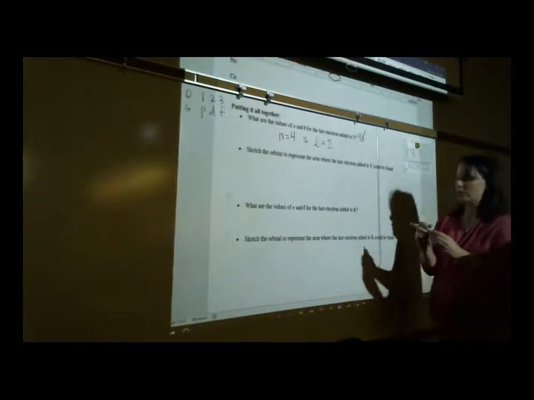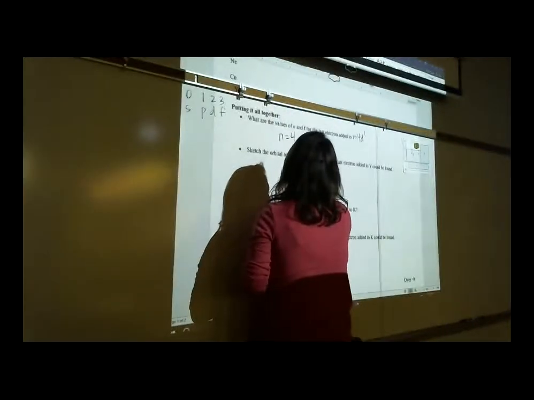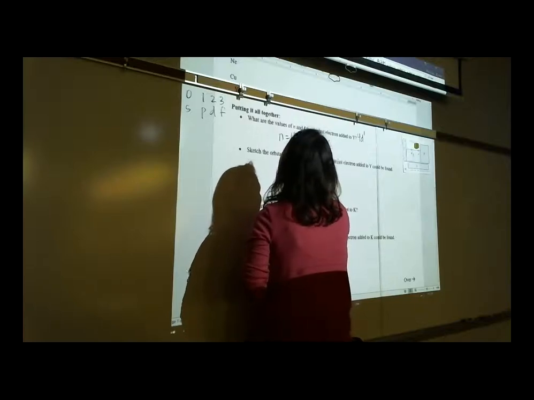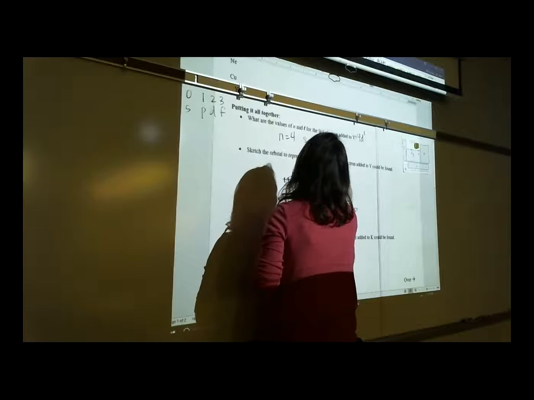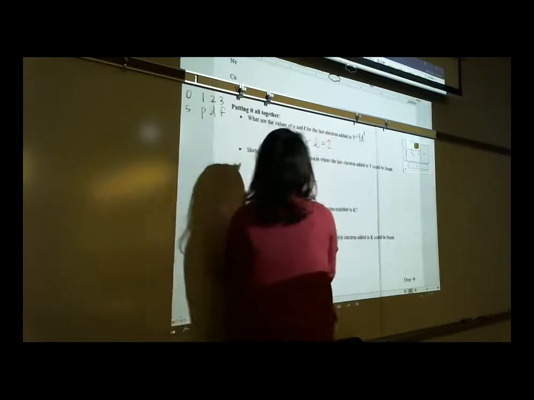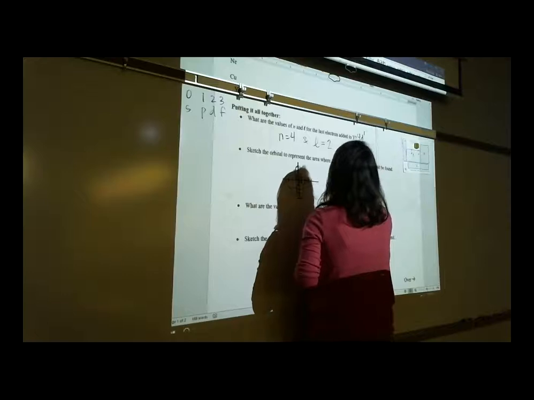Okay, let's sketch this orbital. We're sketching a d orbital. You could draw the clover leaf. My lobes are kind of off. They should all be the same. You could have also drawn it like this. Just don't forget the hula hoop, right? I'd accept either one.